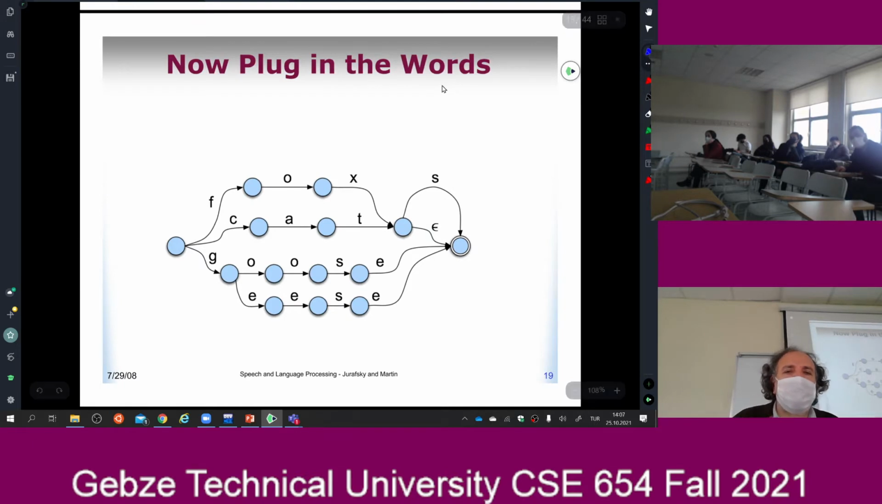So if I do this, how many words are there in this finite state automata? Six word forms, okay? This one can recognize fox, cat, foxes, cats, goose, and geese. Where can it recognize foxes? There is no ES. It cannot recognize foxes. We'll come to that, okay?